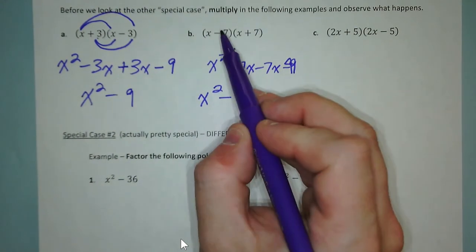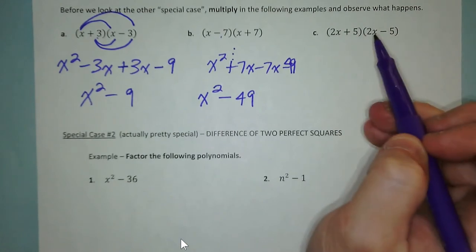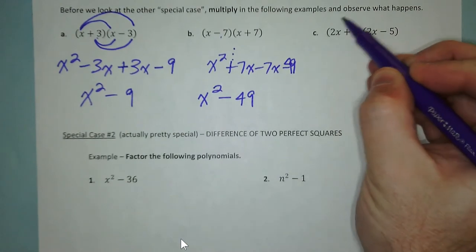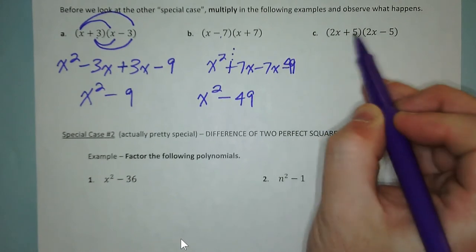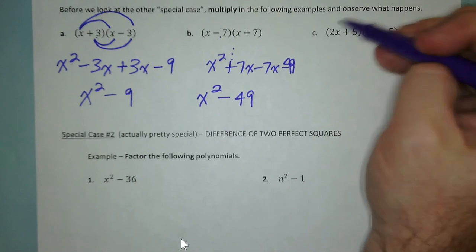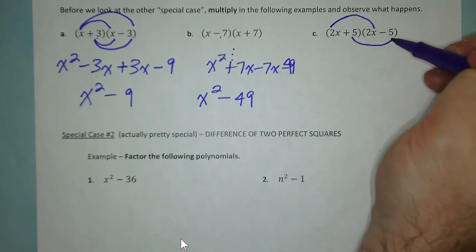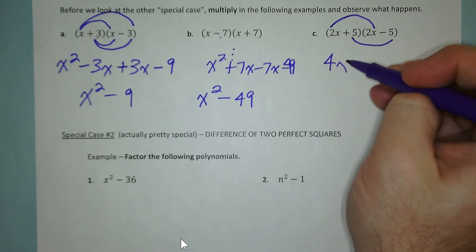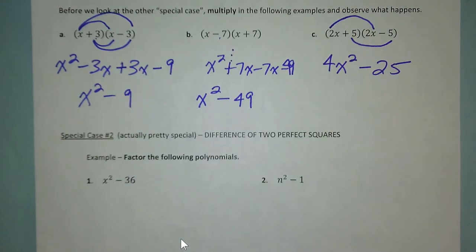When you multiply bubbles like this together, it even happens here, because when you do the outers and the inners, you're going to get a negative 10x, but then you're going to get a positive 10x. So in this situation, you just end up with 4x squared minus 25. So here's what I'm getting at. Here's the bottom line.